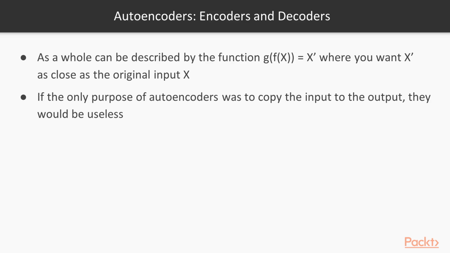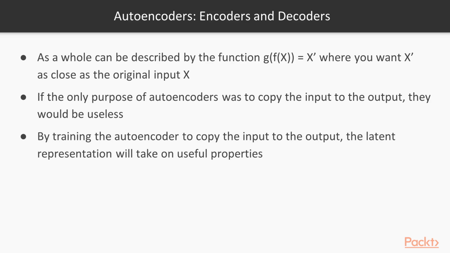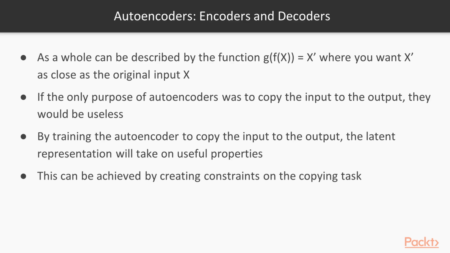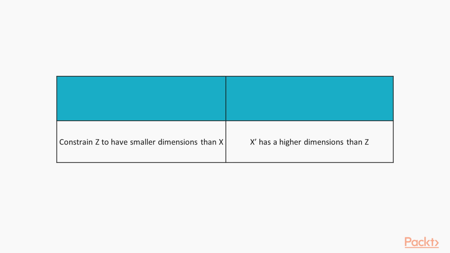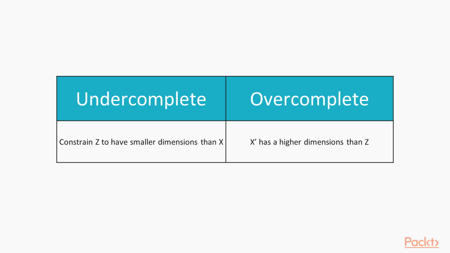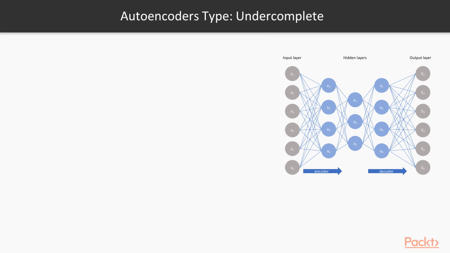If the only purpose of autoencoders was to copy the input to the output, they would be useless. Indeed, we hope that by training the autoencoder to copy the input to the output, the latent representation will take on useful properties. This can be achieved by creating constraints on the copying task. One way to obtain useful features from the autoencoder is to constrain the code z to have a smaller dimension than x. In this case, the autoencoder is called undercomplete. If z has a higher dimension than x, then the autoencoder is called overcomplete. We'll talk more about the undercomplete autoencoder, which is one of the types of autoencoder.